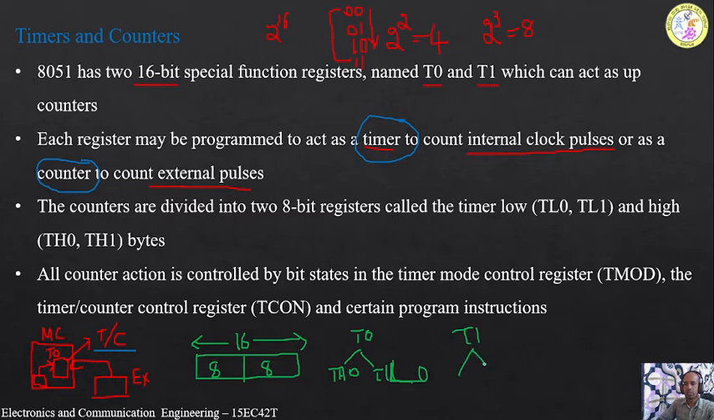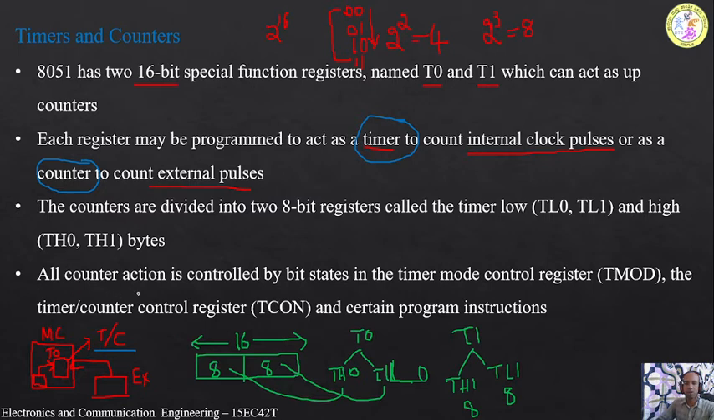Similarly, we are having timer 1. Again, this can be divided into two. One is called TH1, timer high 1, and the other is timer low 1. The size of each will be 8-bit. Here T1 is 16-bit and can be divided into two separate 8-bit registers, TH1 and TL1. Similarly, T0 is a 16-bit register which can be divided into two separate 8-bit registers, TH0 and TL0. Each is of size 8-bit. This is timer high and this is timer low.